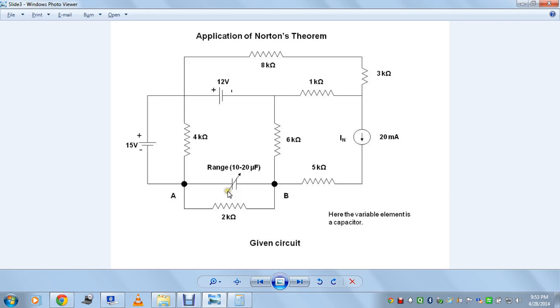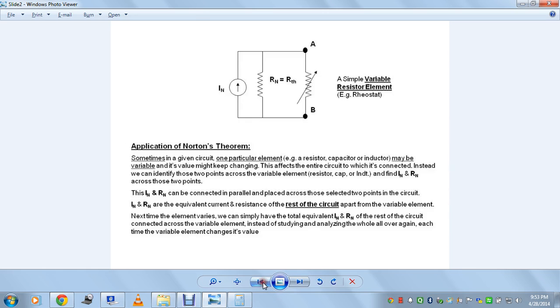Say for the next experiment, the value of the capacitor is changed to 17 microfarad. Now 17 picofarad, sorry. If you change the value to the next variable, say for example 17 picofarad, then again the values of the current flowing through different branches will change. So each and every time we need not conduct the mesh analysis for the entire circuit. So that is what we're doing here.